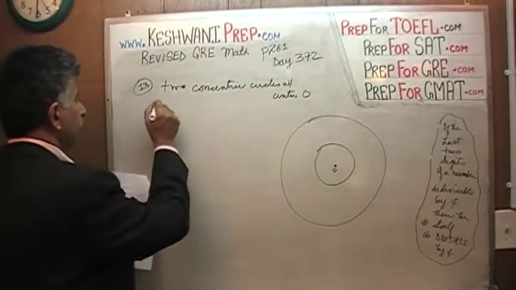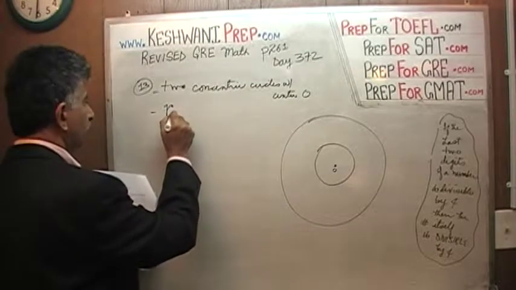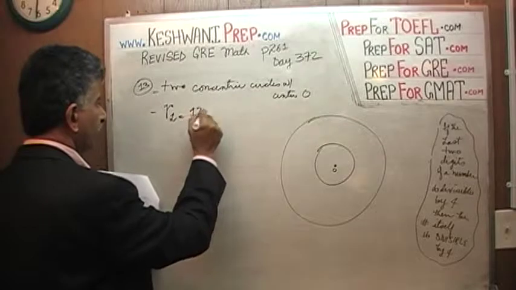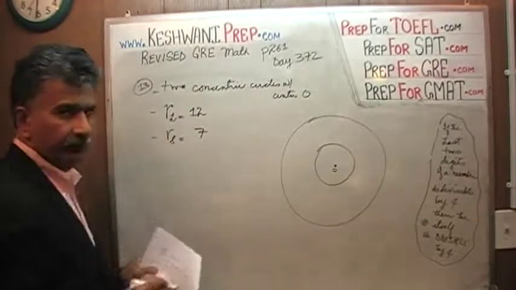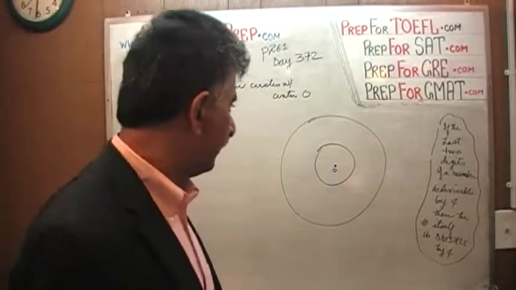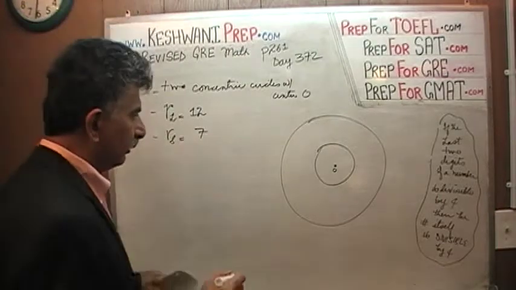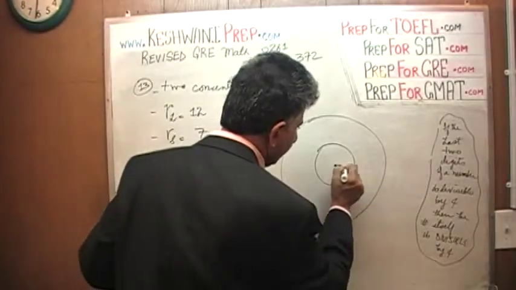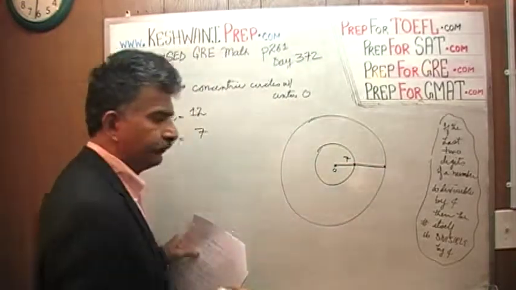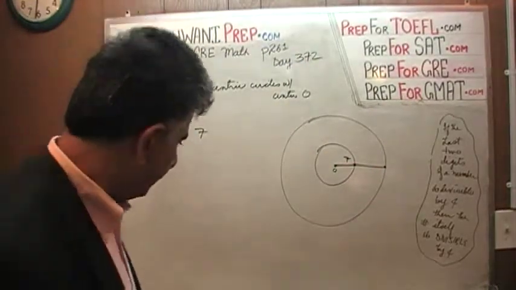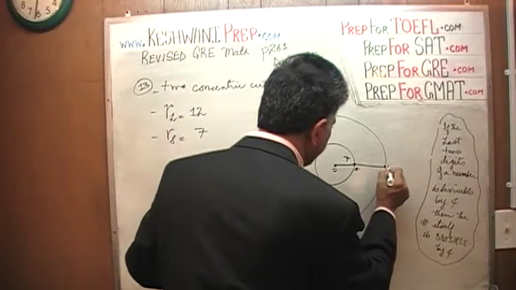We are further told that the radius of the large one is 12, and the radius of the small one is 7. Small circle has a radius of 7. The large one has a radius of 12. In other words, from here to here is 7. And how much is it from here to here? Instead of going here to here, let's give them names. So this is O, let's call these point A and point B.